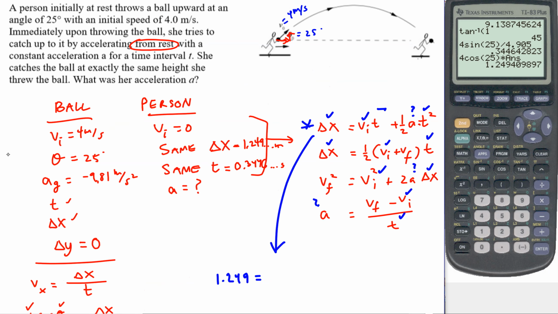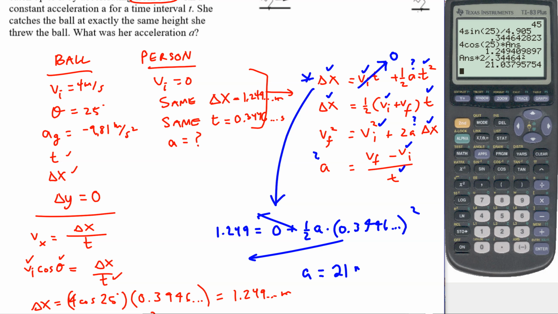And I hit enter. Her acceleration is 21 meters per second squared. Quite fast. That's what she would have to do. Maybe it's not possible. Maybe she can't accelerate past 10 meters per second squared or something. That would be a nice way to ask the question. Maybe I would say she can accelerate at a maximum value of 10 meters per second squared.